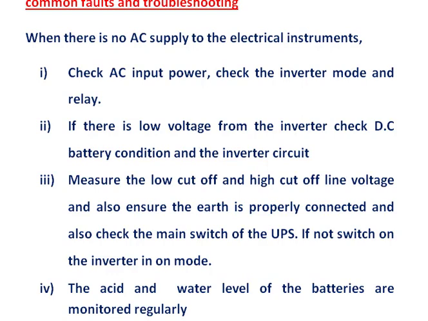If there is low voltage from the inverter, then check the DC battery condition, the inverter circuit amplifiers, and the power transistors, etc. Measure the low cutoff and high cutoff line voltage, and ensure that the earth is properly connected or not. And also check the main switch of the UPS. If not, switch on the inverter in the on mode. And regularly check the acid and water level of the batteries.